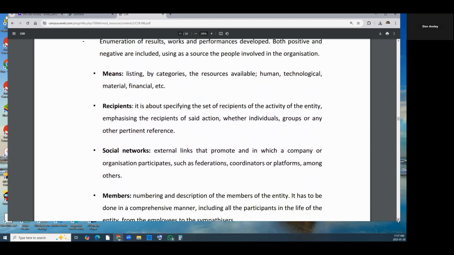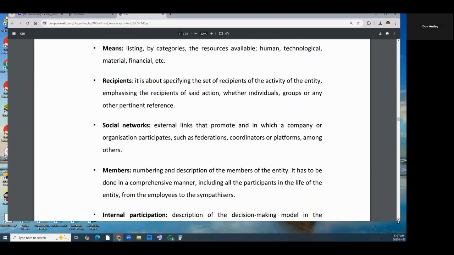in the organization. Using as a source those people means listing by categories the resources available: human, technological, material, financial, and so on. Recipients: it is about specifying a set of recipients of the activity of the entity, emphasizing the recipients of, as I said, action, whether individual, group, or any other pertinent reference.